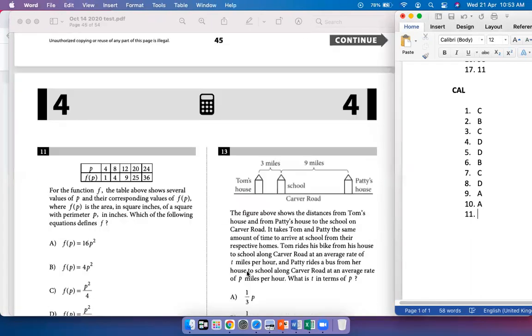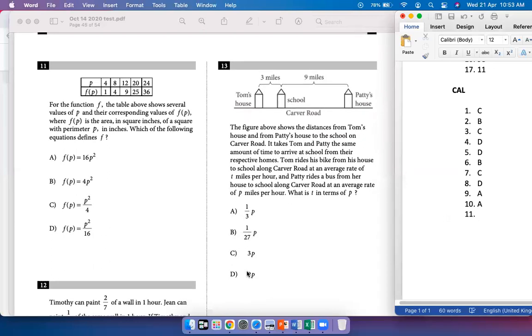Okay, let's go to question 11. For the function f, the table above shows several values of p and their corresponding values of f(p), where f(p) is the area in square inches of a square with perimeter p in inches. Which of the following equations defines f? So when the perimeter is p, then f(p) is the area, right, for a square.